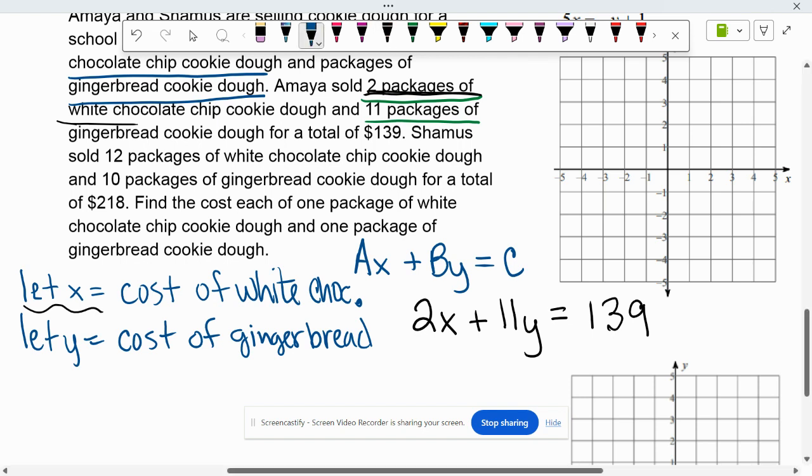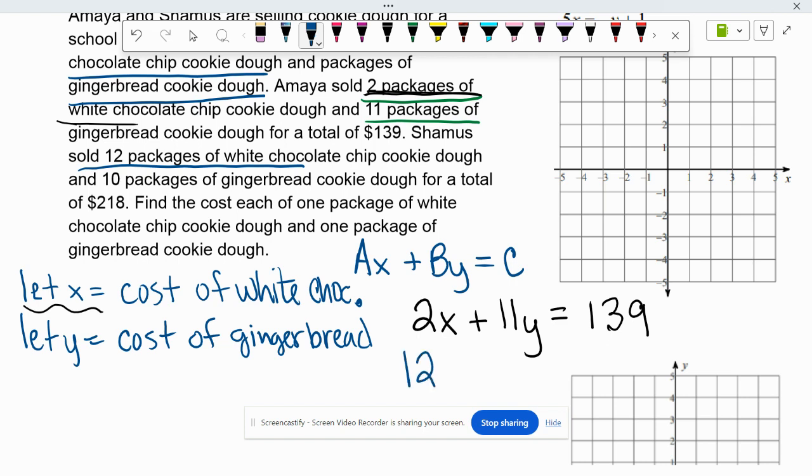Let's talk about Seamus. What'd Seamus do? So Seamus sold 12 packages of white chocolate chip. How do I show 12 of the X variable? 12X. Plus he sold 10 packages of gingerbread for a total of, okay. Those are your 2 equations.